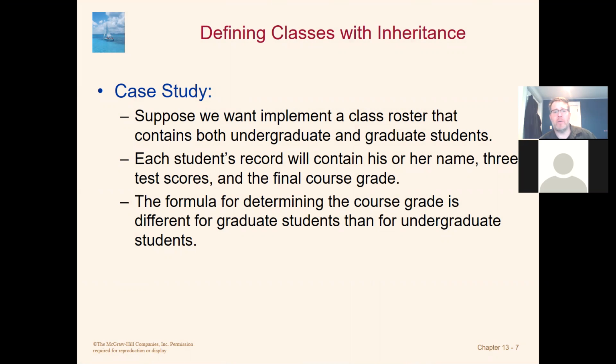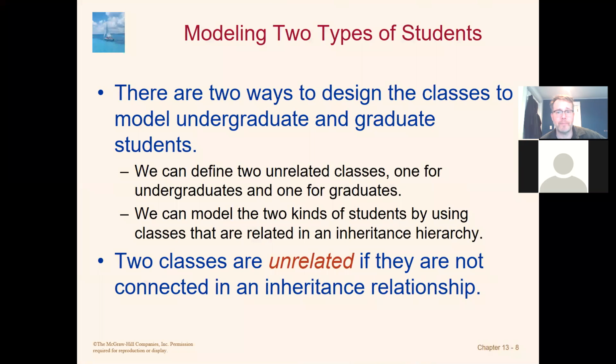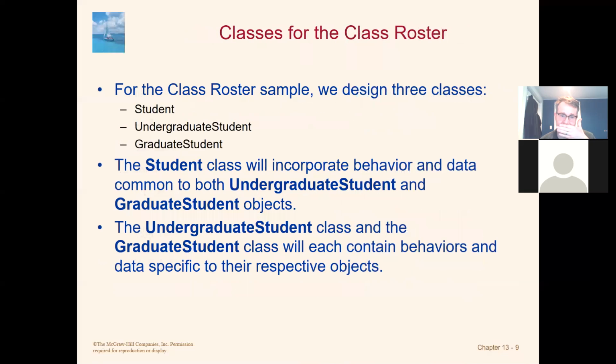Okay, so again, returning to our case, suppose we want to implement a class roster. It contains both undergrad and graduate students. Each student's record will contain the name, some test scores, and the final course grade. And the formula for determining the grade will be different for the different student types. Now, there are two ways to design the classes, right? They could be related or unrelated. The way I chose to do it is they were related. There was some superclass Student. We didn't actually make any Student objects, but it had two subclasses, GStudent and UStudent, and eventually AStudent. So that's the similar thing they did here.